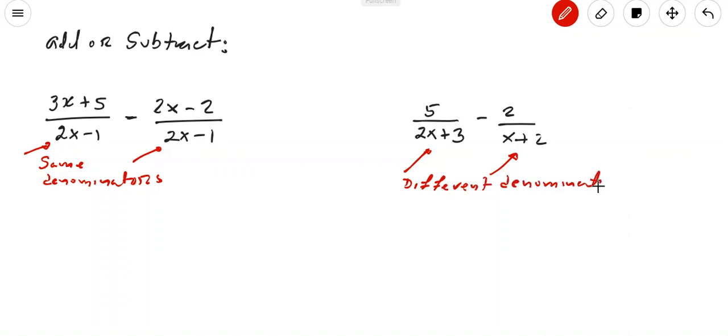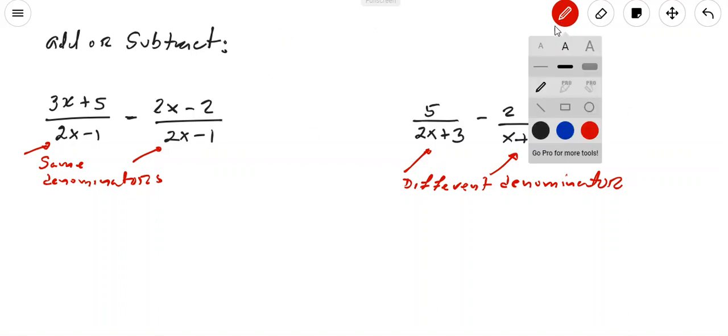Basically, the rules to do the addition and the subtraction are the same. So I am explaining here two examples of subtraction, because usually, in the subtraction, as we have to reverse some signs, it could be a little bit more difficult. But it's basically the same thing to do the addition or to do a subtraction of the rational expressions.